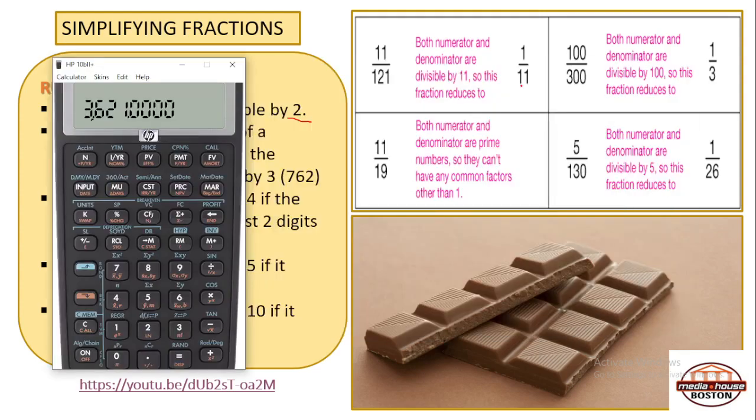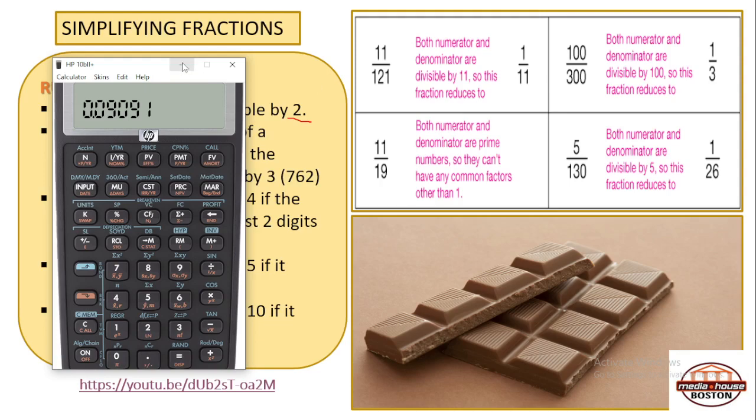So let's do that on a calculator. 11 divided by 121 is equal to 0,09091, and 1 divided by 11 is still the same, giving us the same answer. So that is what we call simplifying a fraction.